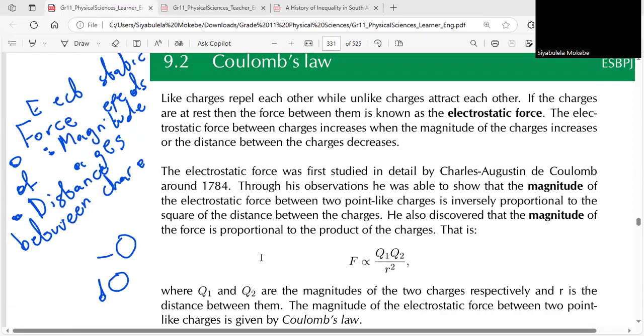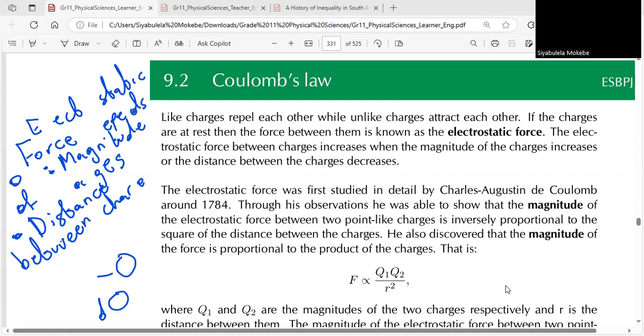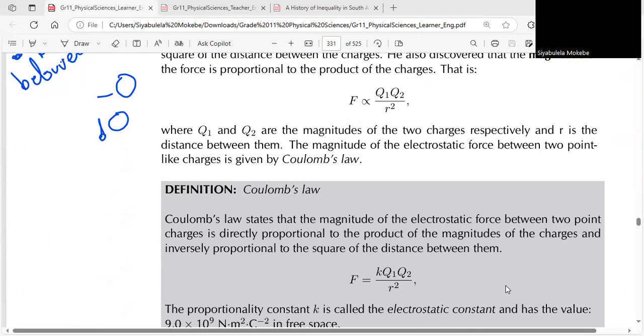All right, folks. So there are two important things that I want us to take out of this, right? The first thing is that the force between charges is influenced by two things. Firstly, it's the magnitude of the charges themselves. And number two is the distance between the charges, right? So those two things influence the force that we're talking about here.